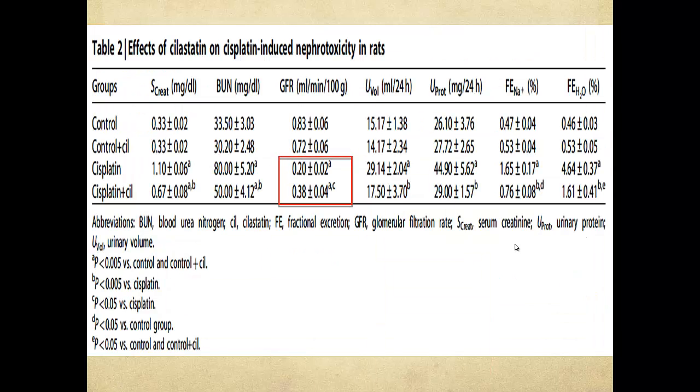This table is telling us about the GFRs. In rats treated with both cisplatin and cilastatin, you can see that the GFR is relatively well preserved as compared to cisplatin alone. If we look at the urine volume, they were losing more urine, or had more polyuria or more proximal tubular damage, with only cisplatin versus cisplatin and cilastatin, the treatment group. The treatment group also had less proteinuria, as we can see here.